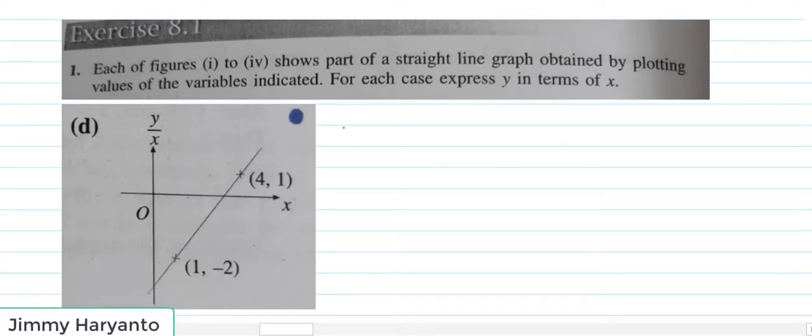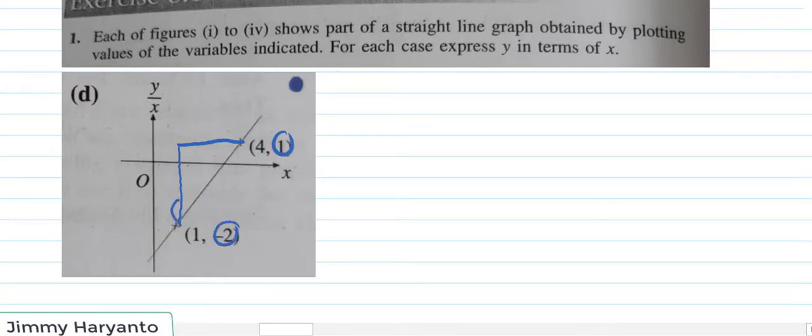And 1D, the last for number 1. The instruction is still the same. I need to find the rise over run first. The rise is this one and the run is this one. How many is the rise? From negative 2 to 1, it will jump 1, 2, 3 times, so the rise is 3. And then for the run, from 1 till 4, it will jump 1, 2, 3 also, so the run will be 3.